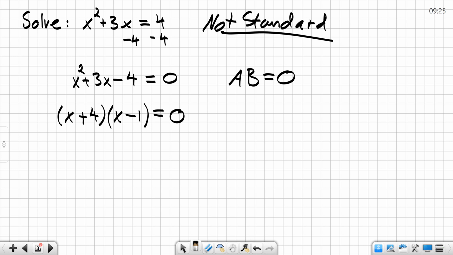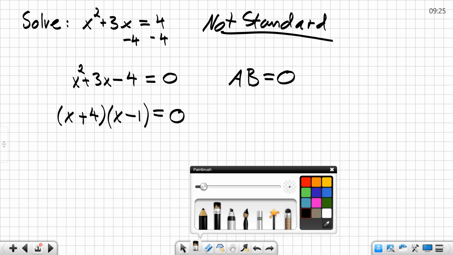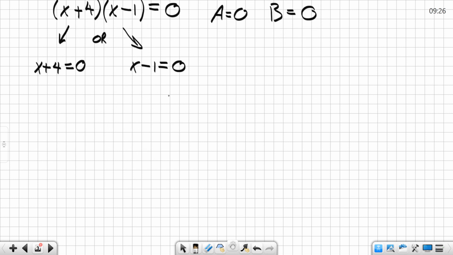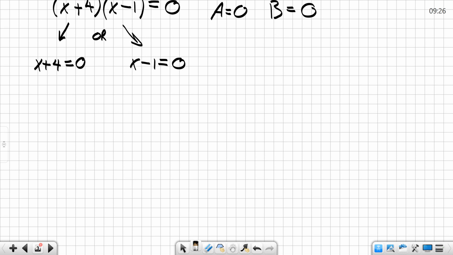Checking, 4 times -1 is -4. 4 plus -1 will be +3. Works out. So now what I'm going to do, I simply set both factors equal to 0 and solve those linear equations. So either x plus 4 is equal to 0, or x minus 1 is equal to 0. And you see that these are really very simple to solve.